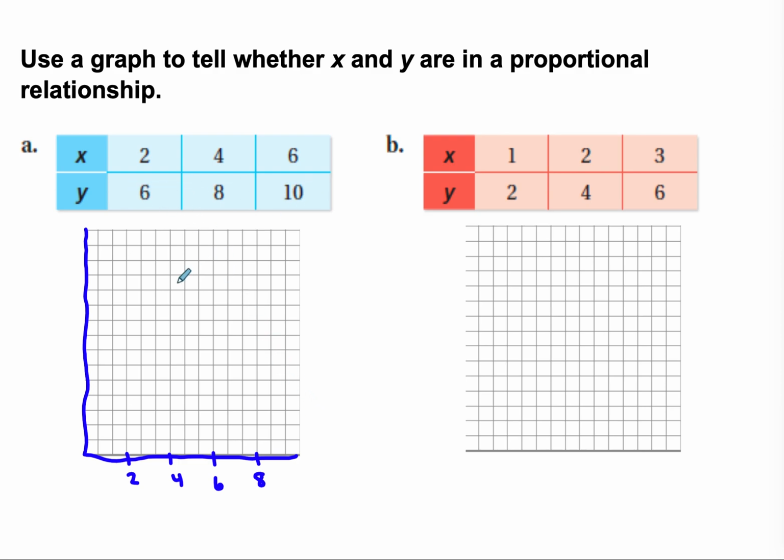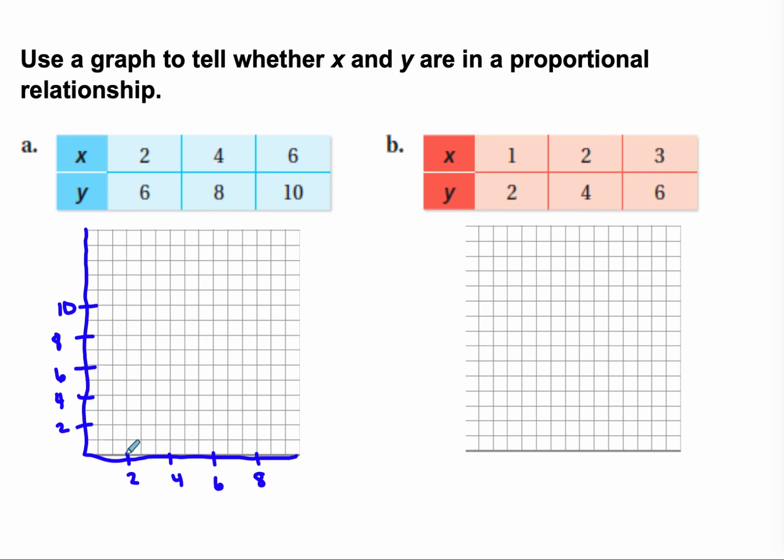All right, here I have 6, 8, 10. I can't just start at 6. I need to start at 0 and then use equal spaces until I get to the numbers that I want. So over here, I think I'm going to go up by 2s. Every 2 lines, I'm going to write a number and I'm going to go up by 2. So 2, 4, 6, 8, 10.